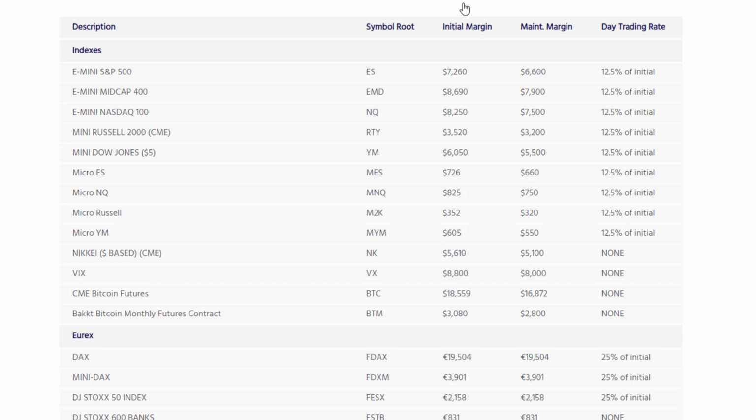The US stock indices significantly increased in value, therefore the margin increases automatically because the margin is usually 3 to 12% of the notional value. So to cut a long story short, on that website you find the margin requirement for each product: initial margin, maintenance margin, and something called day trading rate. The day trading rate or day trading margin I will explain now.